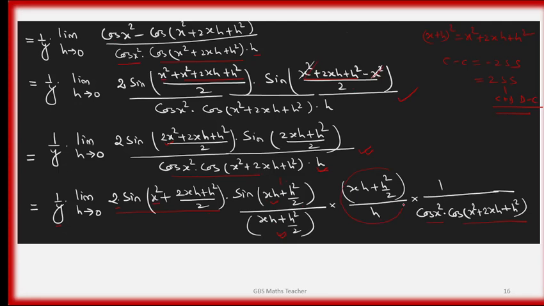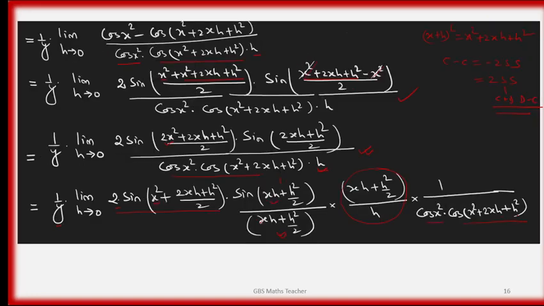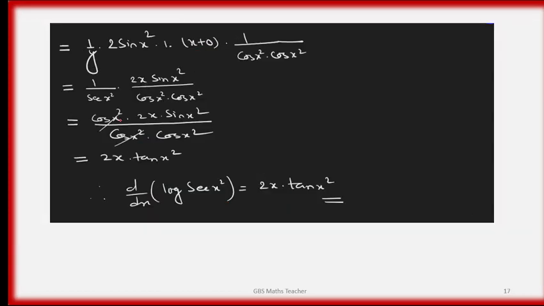From here x plus 0 we obtain, and here h is 0, this is 0, and cos x² times cos x² we will get. Let's check: 1 by y, 2 sin x² times 1 and x plus 0, times 1 by cos x² times cos x². Again, 1 by y, here will be 2 sin x², here will be 1, the h cancels, here will be x, and here h by 2 will be 0. Then these two terms are zero, that's why 1 over cos x² times cos x².